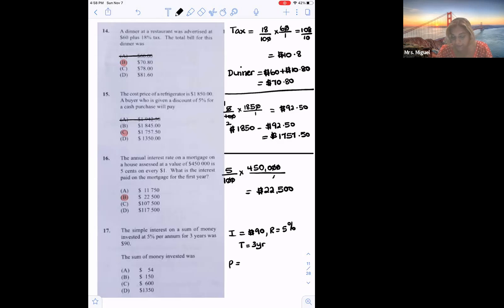The principal, and I told you, the numerator is always 100I, and the denominator is the missing 2 variables. So we have P, and the missing 2 are rate and time. So 100 multiplied by 90 divided by 5 multiplied by 3. 3 could go into 90 30 times. 5 could go into 30 6 times. So the principal is 600.